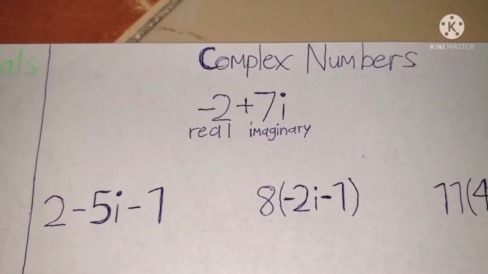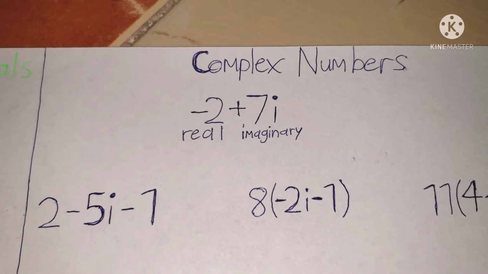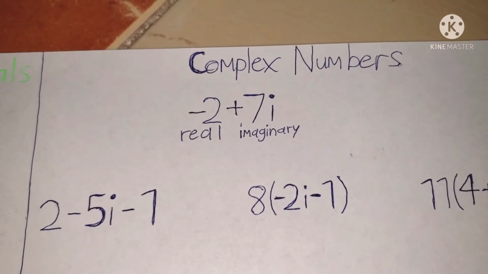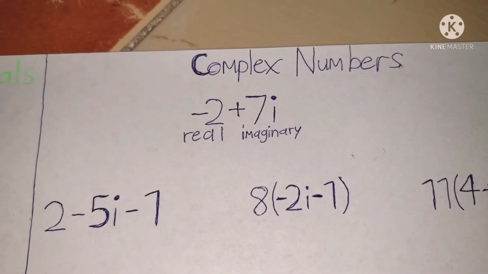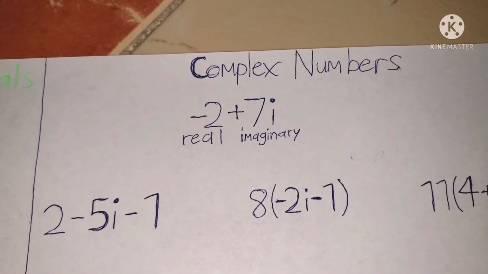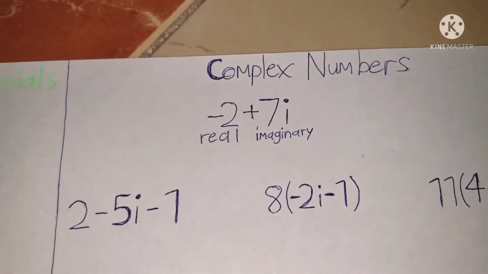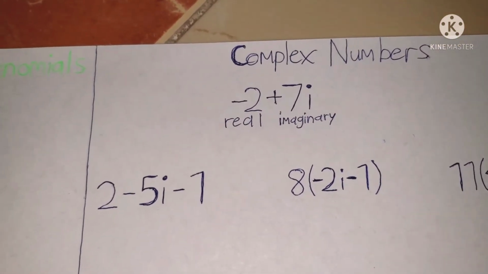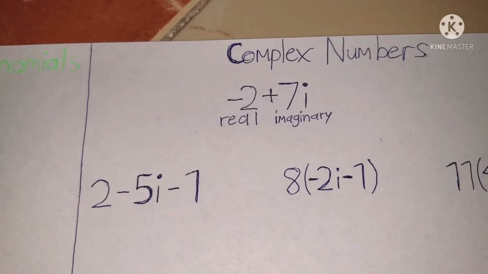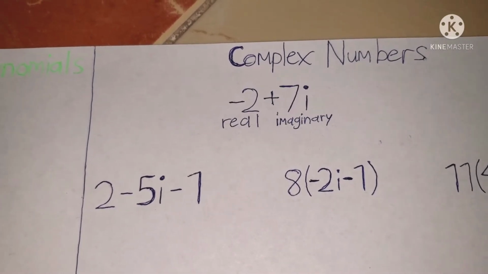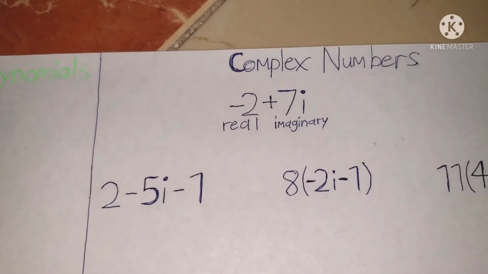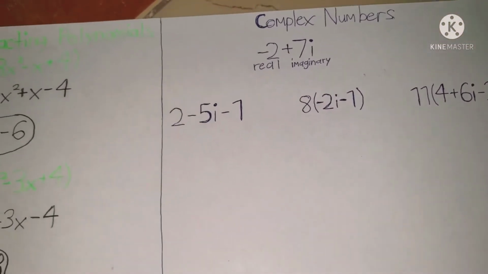Now, what does this mean? Well, the negative 2, the number only, is real. And the number with the i, like 7i, is imaginary. So this is what it is here. The rules are you're going to have to subtract or add the numbers without the i's, and that's just how you get it. But I'll show you here.